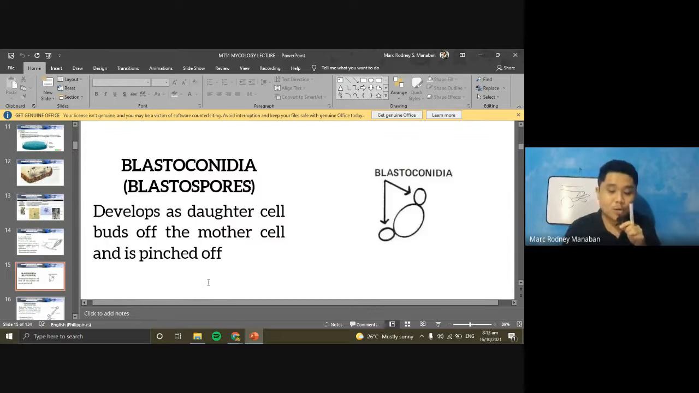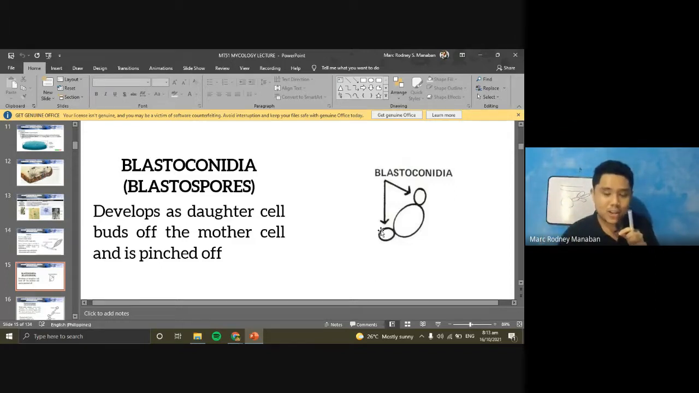Next, you have the blastoconidia. Blastoconidia are usually seen in yeasts. They develop daughter cells; they pinch off. A mother cell creates a small bud, like a bud scar, from its cytoplasm, and the small version emerges, which is the blastoconidium. And once it's ready, it detaches and separates.